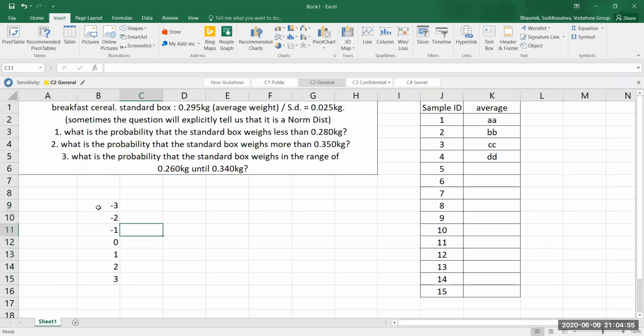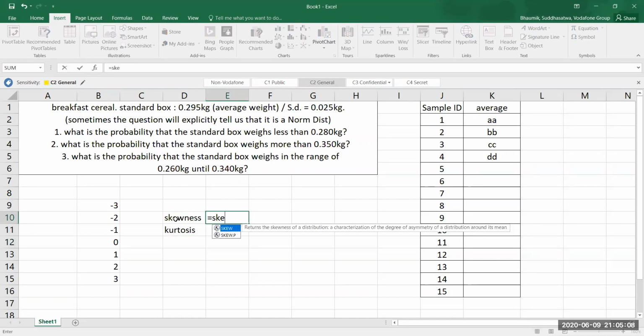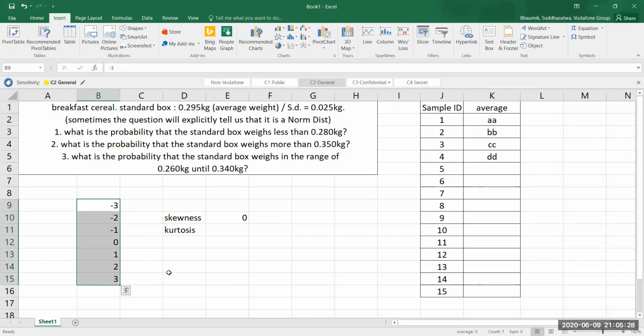Right, now let's say these are the values. I want to calculate the skewness and then the kurtosis. To do both of these things, I have functions. I simply typed equal to SKEW and it gave me a function which says it returns the skewness of a distribution. I take this and it is asking for numbers, so I simply take this range and press enter. The skewness is equal to 0. This is a perfectly normally distributed data set, because skewness is equal to 0.